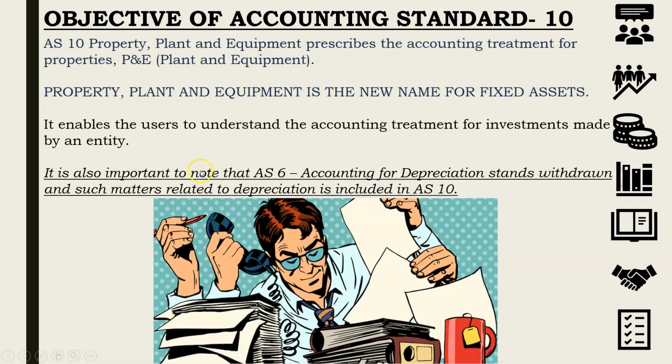Also, it is important to know that Accounting Standard 6, that was accounting for depreciation, stands withdrawn, and such matters related to depreciation are included in Accounting Standard 10. Earlier there was one accounting standard known as Accounting Standard 6 for depreciation treatment, but now that has been merged with Accounting Standard 10, and currently Accounting Standard 6 stands withdrawn. So whatever depreciation part there is has been covered in this video. We are going to look at it once we are thorough with property, plant and equipment.